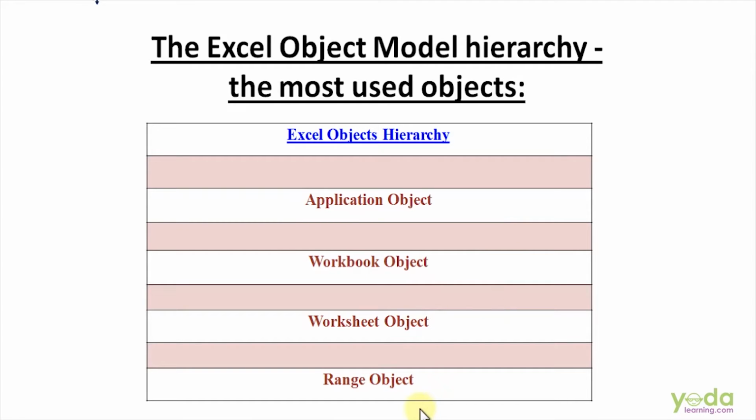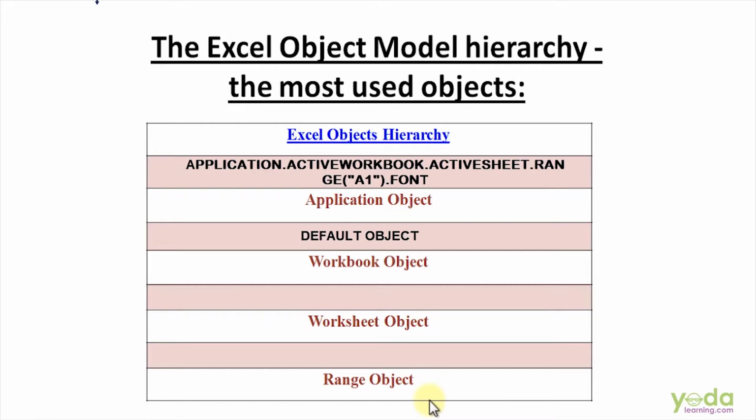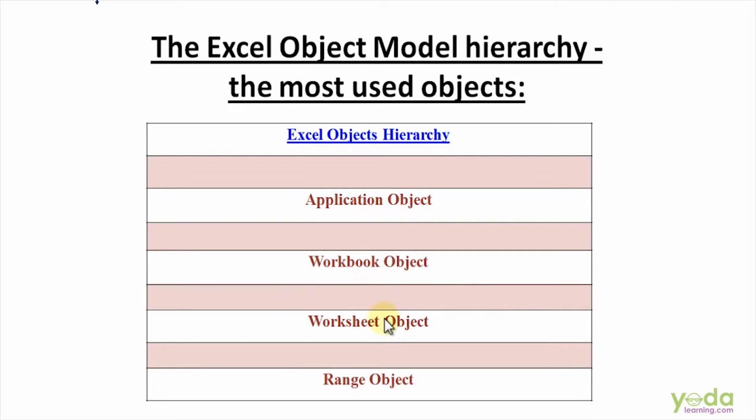The application object refers to the host application of Excel, and the entire Excel application is represented by it. The workbook object appears next below the application object in the Excel object hierarchy and represents a single workbook within the Excel application. A workbook is also referred to as an Excel file. The workbooks collection object includes all the currently opened workbooks in Excel.